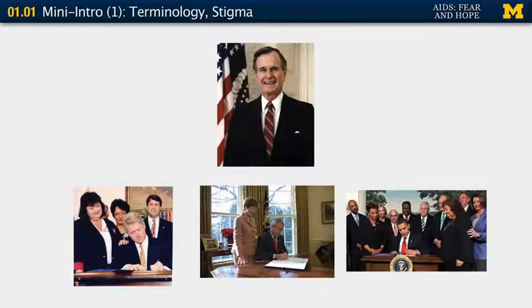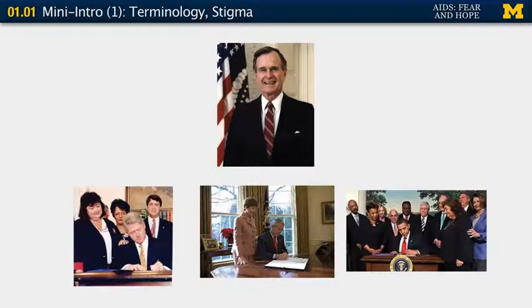Another reason for mentioning Ryan White today is that a major piece of federal legislation in the U.S. was named in his honor, the Ryan White CARE Act. It will become clear as we go along that government must act, and this is an example. The Ryan White CARE Act was signed by President George W. Bush, pictured here on the top.